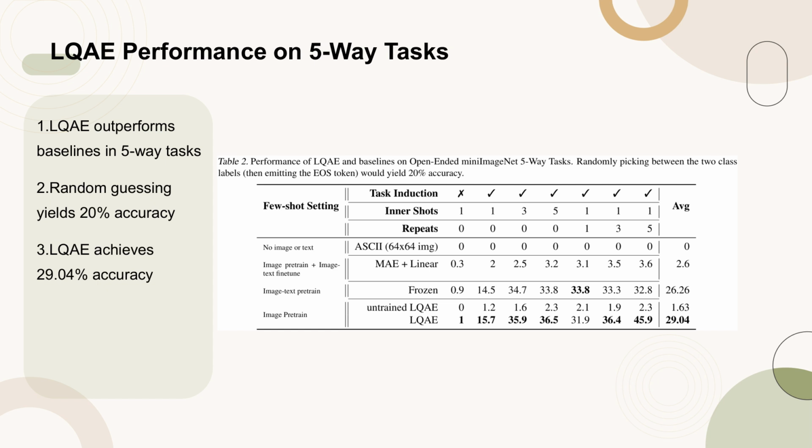Table 2 presents the performance metrics of LQAE and various baselines on open-ended mini-ImageNet 5-way tasks. The table highlights that randomly selecting between the class labels would result in an accuracy of 20%.